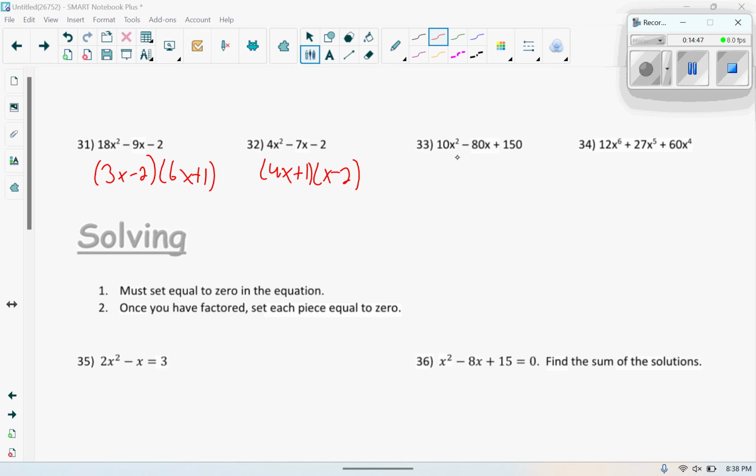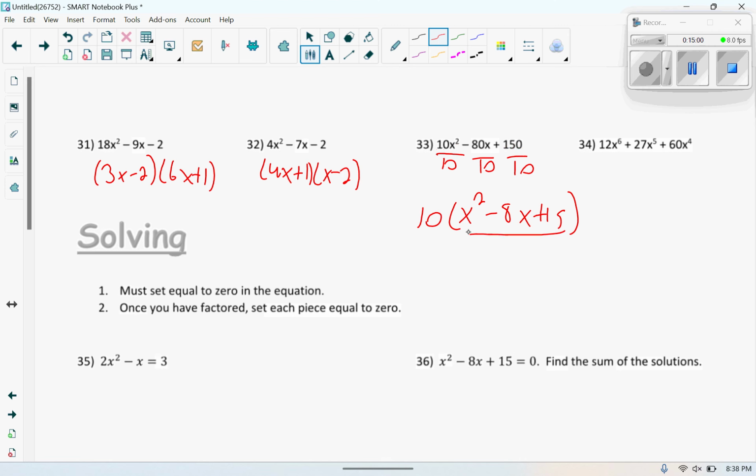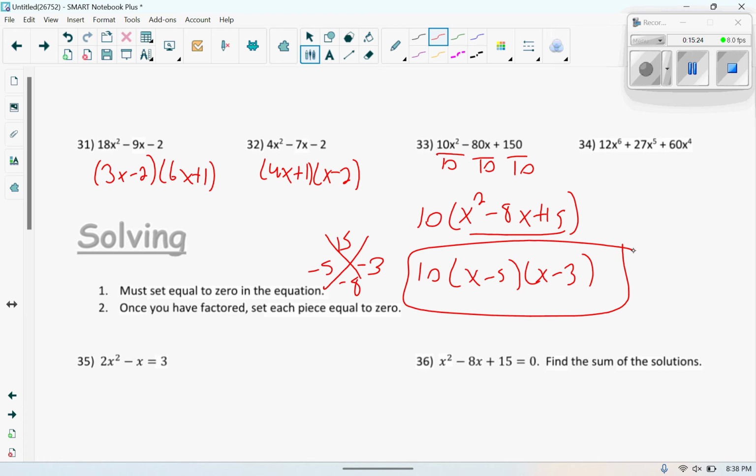So notice that 33, I can take out a 10. That's the first thing that's jumping out at me. So I can factor out a 10. So I'm going to have x squared minus 8x plus 15. And then I'm just going to take that further. And so when you factor that, 2 factors of 15 that add to give me negative 8. So remember, this is the one that I don't have to do the box for. I just do the x. So let's see, that's going to be 5 and 3, negative 5, negative 3. So that goes right there. And that whole thing is my answer.